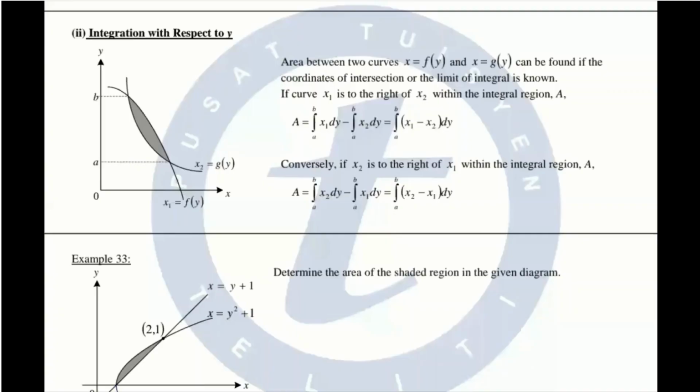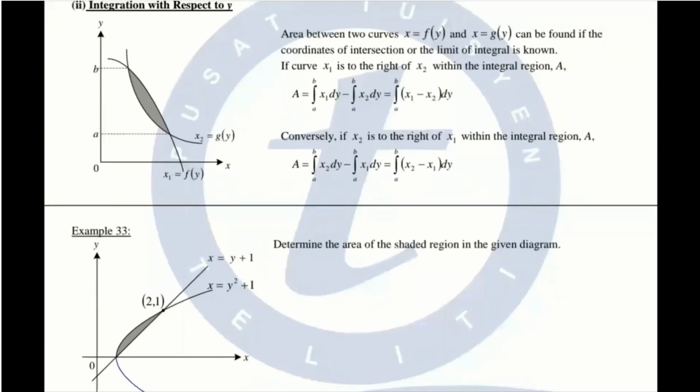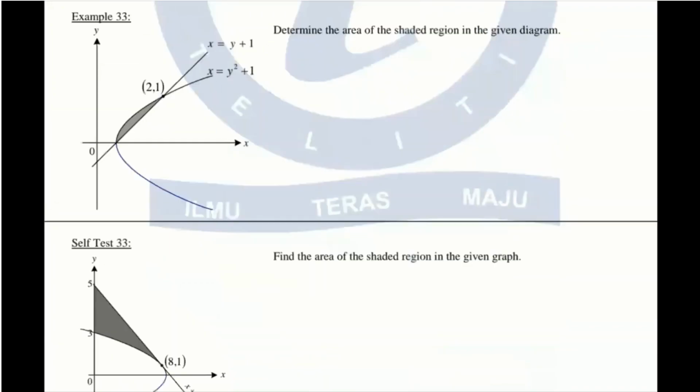Integrate with respect to y. Like I said, the one on the right is bigger. In this case, this is on the right. You integrate it, you get a shape like this. The one on the left, smaller, you get like this. When you subtract, you get the area in between. Okay, so let's look at one example.